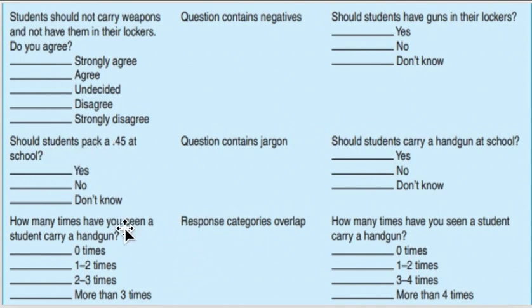When we think about the different categories we have, you want to make sure two things. One, that they don't overlap, right? 1 to 2 times, 2 to 3 times. Well, I'm not sure if it's 2 where I should put this.